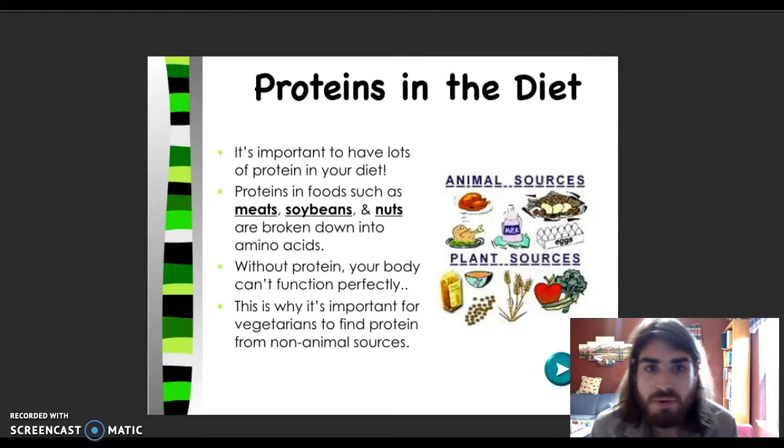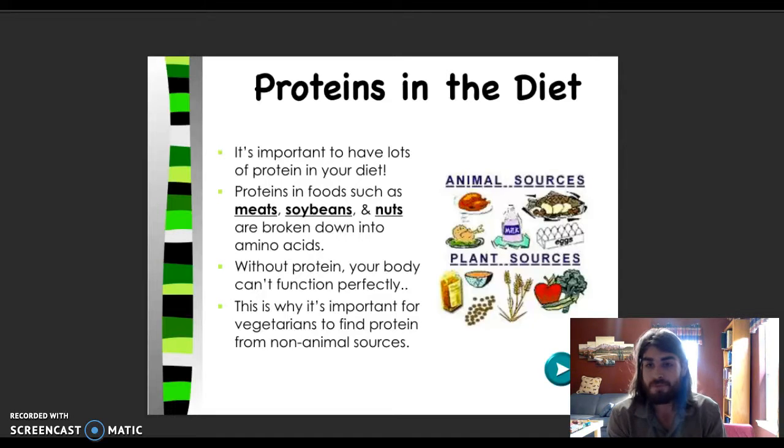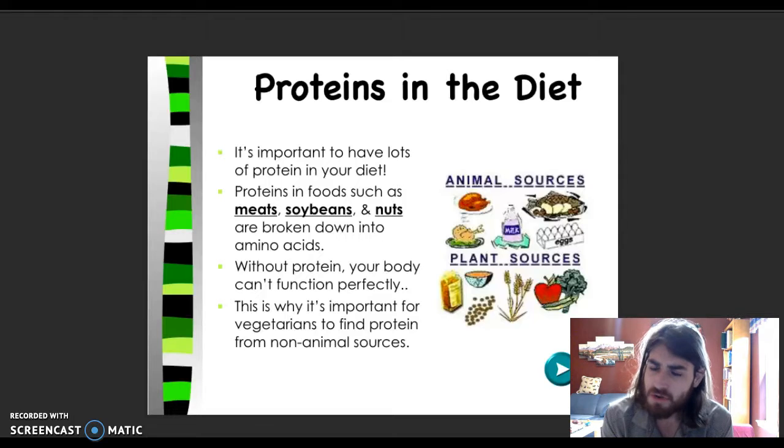Proteins in the diet. It's important to have a lot of protein in your diet. Proteins such as meat, soybeans, nuts are broken down into amino acids. Without protein, your body can't function perfectly. Protein is a source of energy. That is why it's important for vegetarians to find protein from non-animal sources, which is a big deal, because just because you're a vegetarian or a vegan doesn't mean that you should stray away from protein.